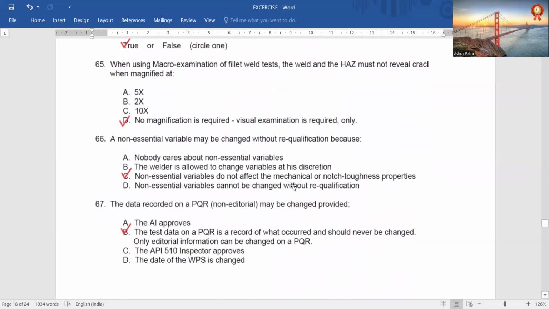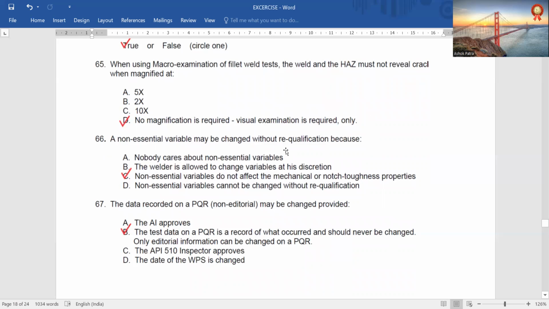When using macro examination, macro means only by eye, visual. Macro examination, polish each, and if you see, that is macro, visual only. Fillet welds, the weld edge must not reveal crack when magnified at. No magnification is required. Visual examination is required only. So if you cannot see any crack, no problem.